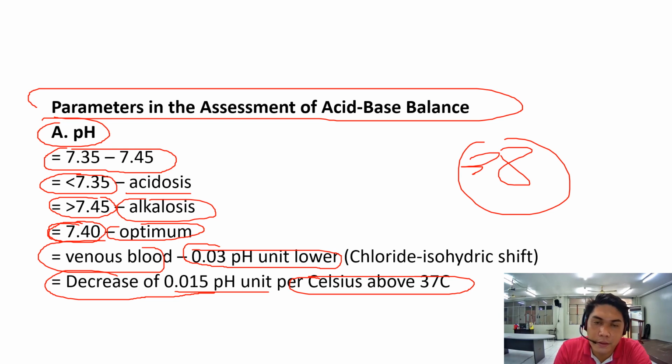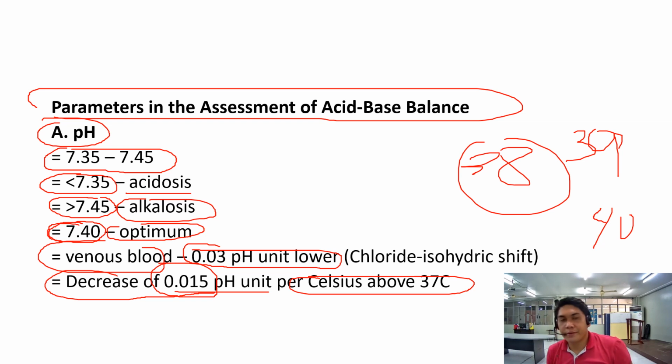This will double once you reach 39 degrees Celsius, or triple if your temperature is 40 degrees Celsius. The reason for that is if there's an increase in temperature, there's also an increase in the rate of metabolism. And regarding metabolism or catabolism, there's always the production of acid.